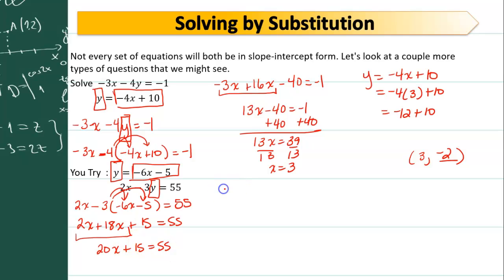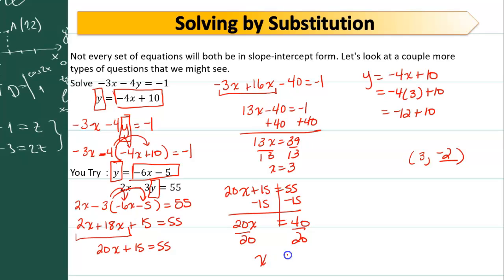I'm going to rewrite this here so that I have some more room to write. This is now a two-step equation. I want to get my constants on the same side, so I subtract 15 from each side. 55 minus 15 becomes 40. Divide both sides by 20, and so x becomes 2.